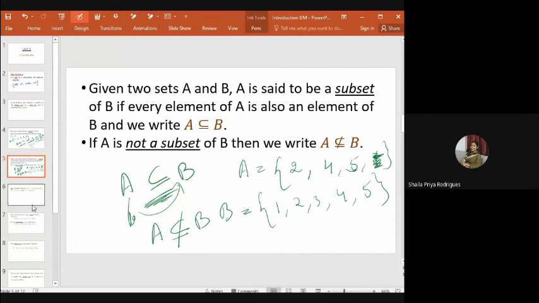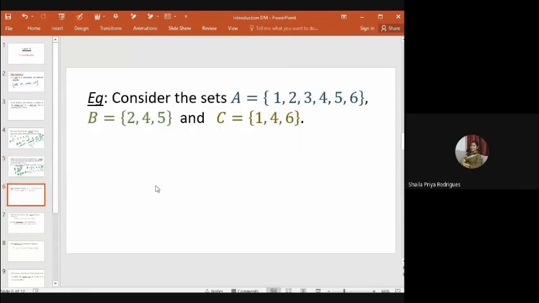Okay, let me go to the next slide. Please write this example down. Consider the sets: A is equal to 1, 2, 3, 4, 5, and 6. B is 2, 4, 5, and C has 1, 4, and 6 in it. Right below this example, I want you to check whether A is a subset of B or not. Is A a subset of B?